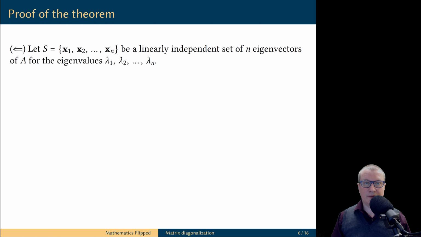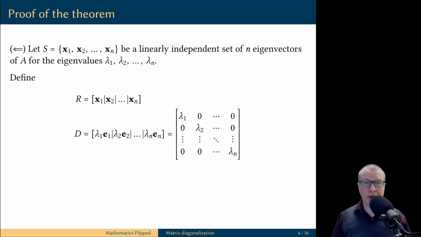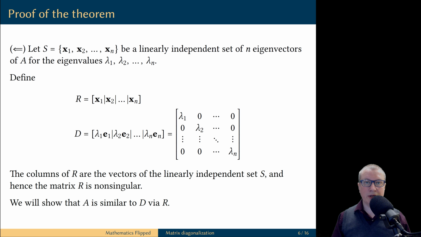So let S, which is a set of vectors x1, x2 through xn, be a set of linearly independent eigenvectors of the matrix A, and let's say that these eigenvectors correspond to eigenvalues lambda 1, lambda 2, up to lambda n. We are going to construct two matrices. The matrix R is constructed using these eigenvectors as columns. The matrix D is constructed by taking scalar multiples of the standard unit vectors by the eigenvalues of the matrix A. Let's observe that R is a non-singular matrix. This is because its columns form a linearly independent set.